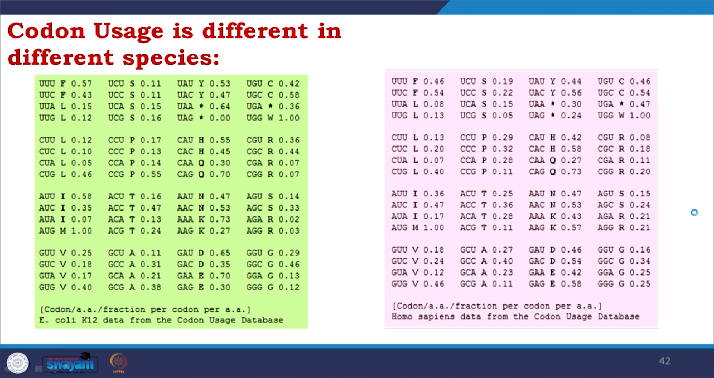You also have to understand the codon usage in different species. So, suppose you want to express a protein from human Homo sapiens in a standard system, the E. coli system. Here the codon table of E. coli is given, and here the codon table of Homo sapiens is given.